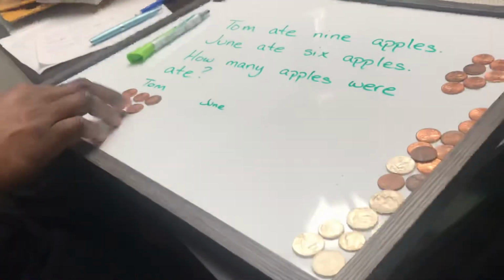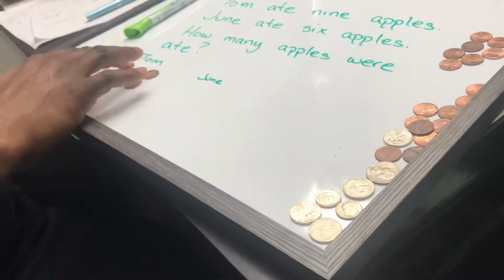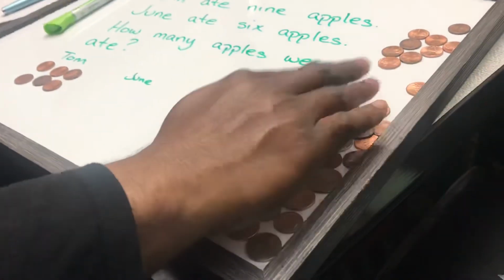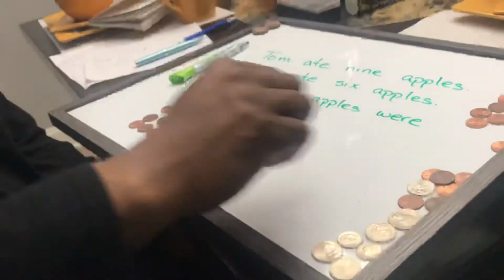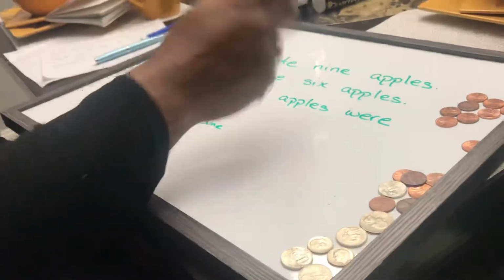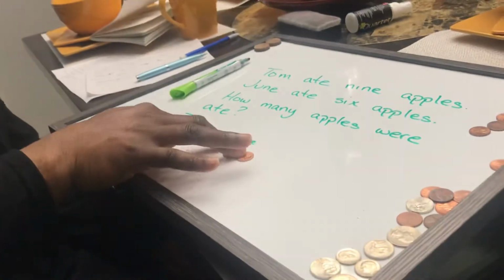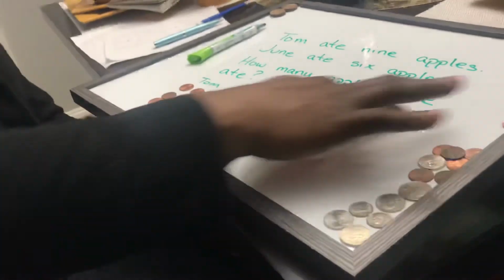So again, Tom ate 9 apples. So what I'm going to do is I'm going to put 9 over here. So 3, 6, and 9. And then I'm going to add June, which she ate 6 apples. So we got 3 and we have 6.